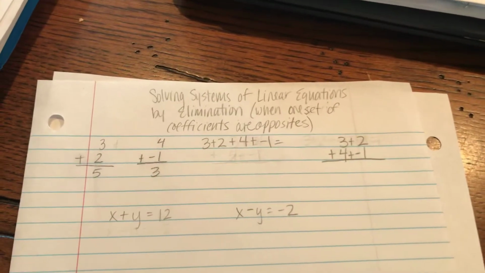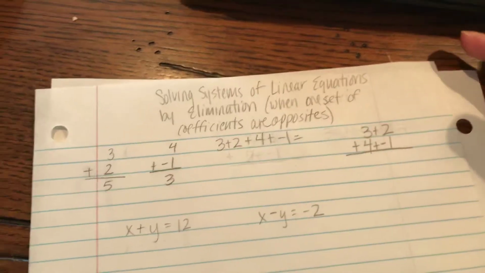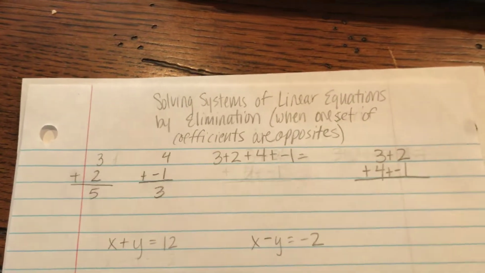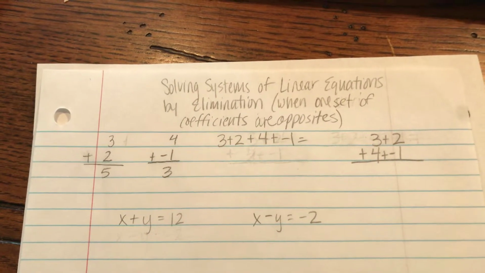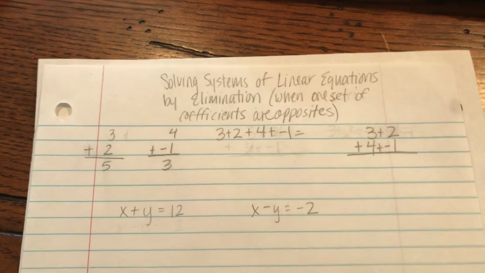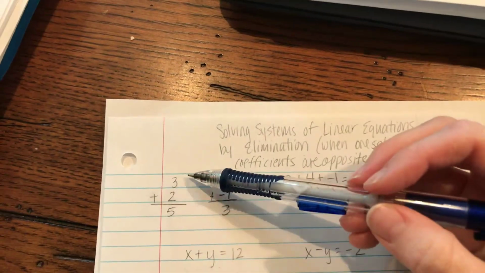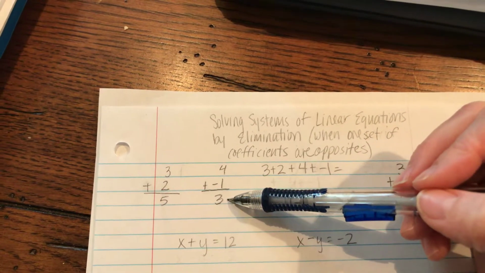Hello! This video is about how to solve a system of linear equations using elimination, specifically when one set of coefficients are opposites. This is like the easiest of the solving by elimination types of problems. So first, just a little review. You probably remember that you can add vertically or horizontally.